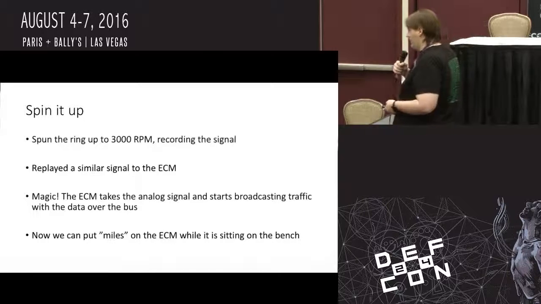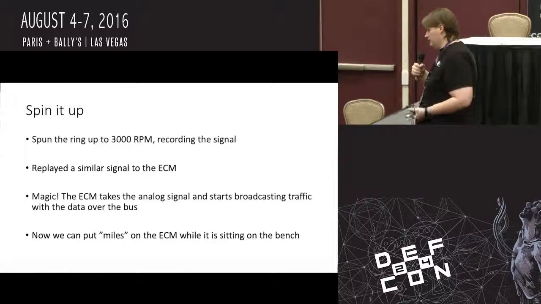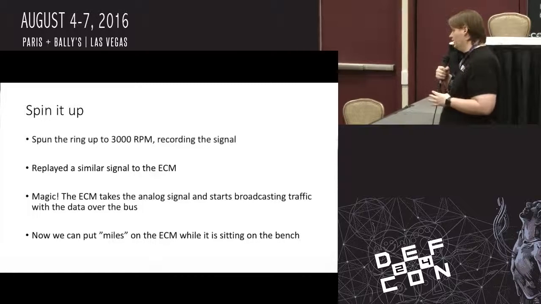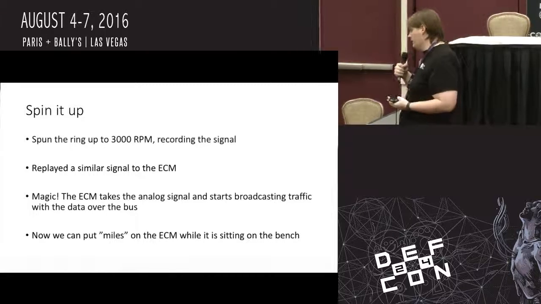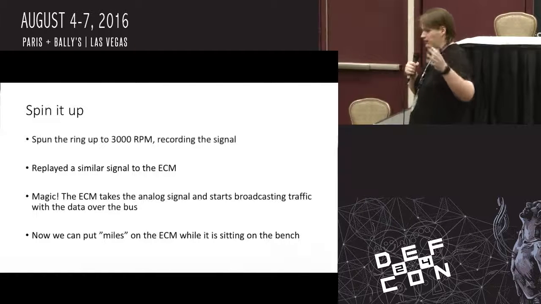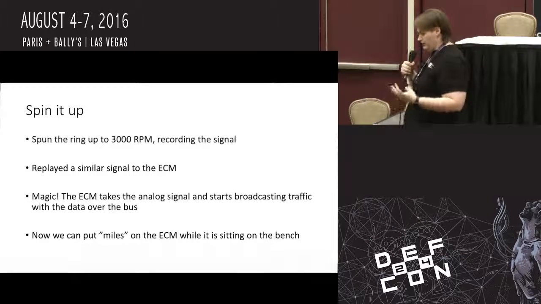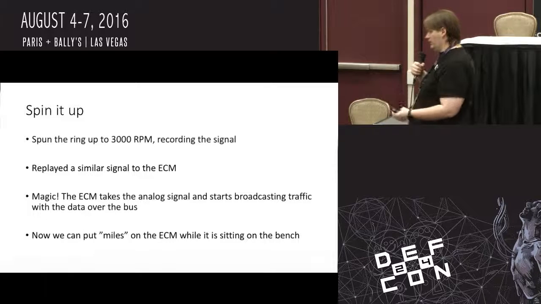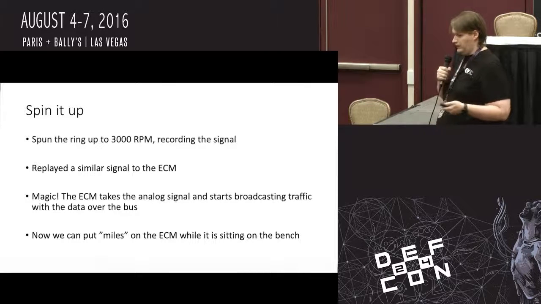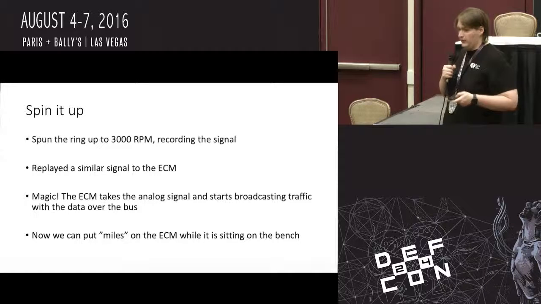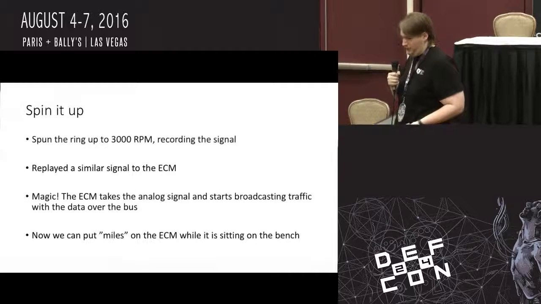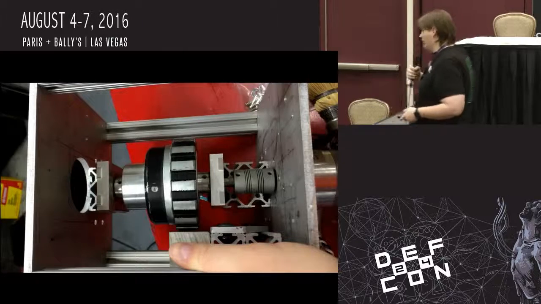So we spun it up. We got it up to 3,000 RPMs. I believe the final vehicle speed was something like 85. And we fed that into an ECM, and magic, the ECM converted the analog signal into a CAN message on the network. So it actually thought it was moving, and it passed that message along to the instrument cluster, and it actually started counting up miles. So it thought it was going down the road, even though the key wasn't on and there's actually no engine. It was kind of fantastic.